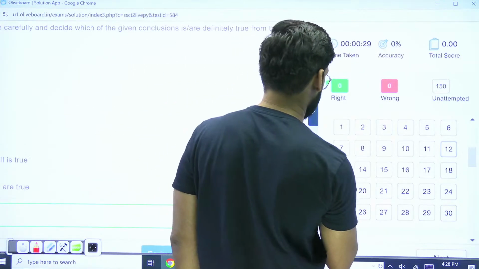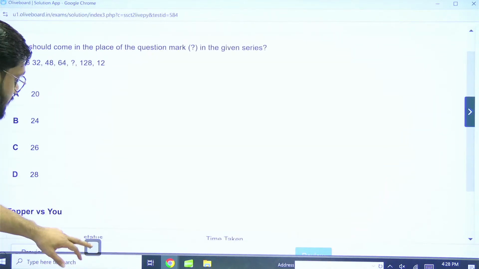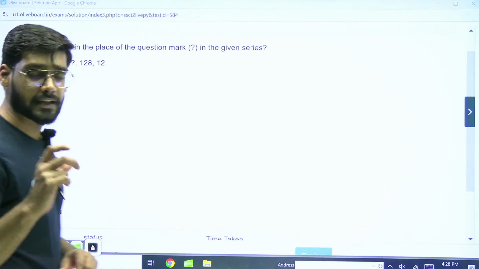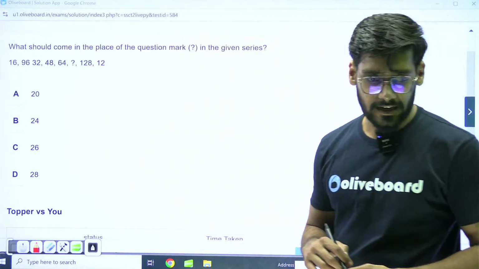Next question, 13th. 13th question is from the number series that we need to solve. Let's mark the right answer.